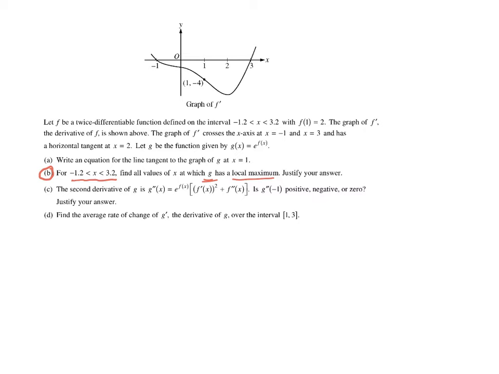So let's remind ourselves what the derivative of g was. We said that g prime is e to the f of x times f prime of x. It's a little chain rule action there. And we're looking for critical points, so we need to know where this thing is either equal to 0 or undefined. So where does this equal 0, and where is it undefined?